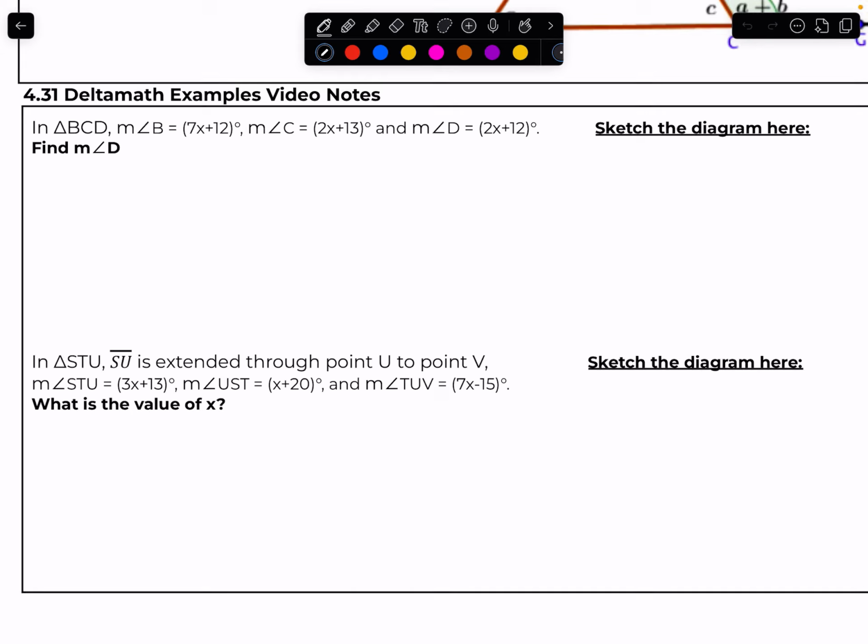Okay, so let's take a look at this 4.31 and a couple of the differences here. We want to make sure that we understand that in triangle BCD, and then we have triangle STU down here, there's a difference in these problems. So we're going to go ahead and sketch this diagram.